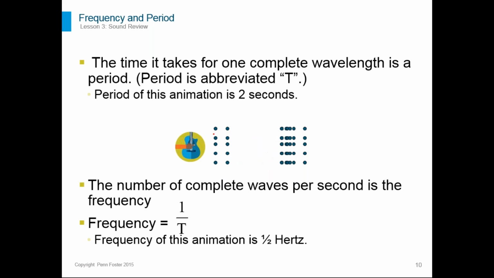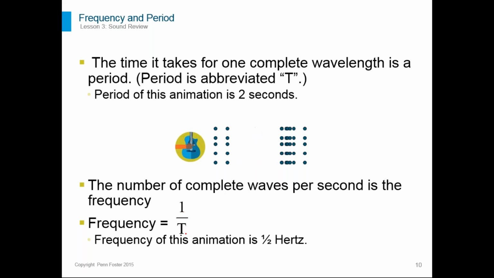Then, related to this is the idea of frequency. Frequency is the number of complete waves per second. So period is the amount of time that it takes for one wave, and frequency is how many waves you get in 1 second. So they're related, but they're not the same. In fact, they're kind of opposite. They're what we call inverse. So the formula to figure them out is that frequency is 1 divided by the period.